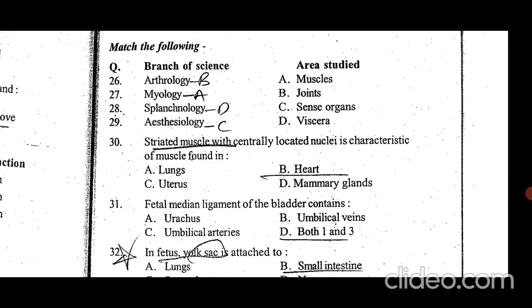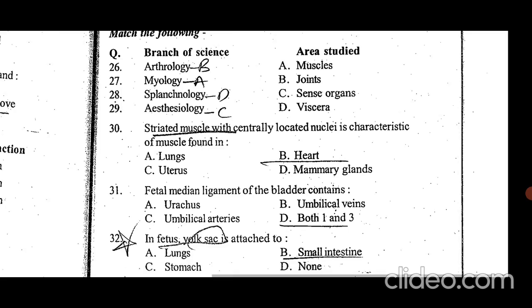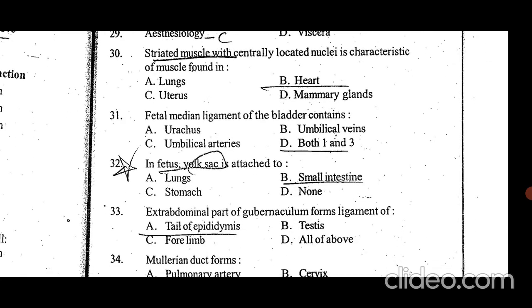Striated muscle with centrally located nuclei is characteristic of muscle found in the heart. The muscle of the heart is striated and has centrally located nuclei. Striated and central nucleus.